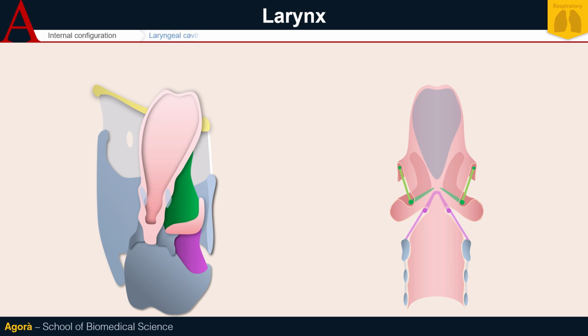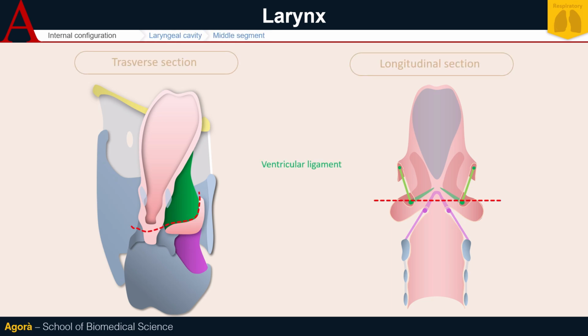Next, we have the middle segment, located between the ventricular and the vocal ligaments. Essentially, this is the region between the false and true vocal folds, making it an extremely narrow portion. This very narrow segment is the tightest part of the entire larynx. Here we find the rima glottidis, which is the space between the two vocal folds.